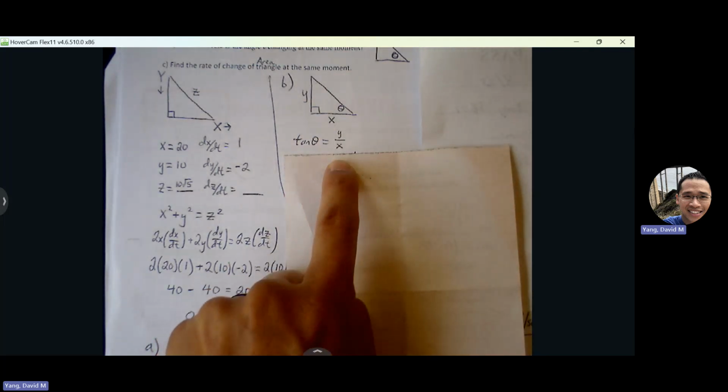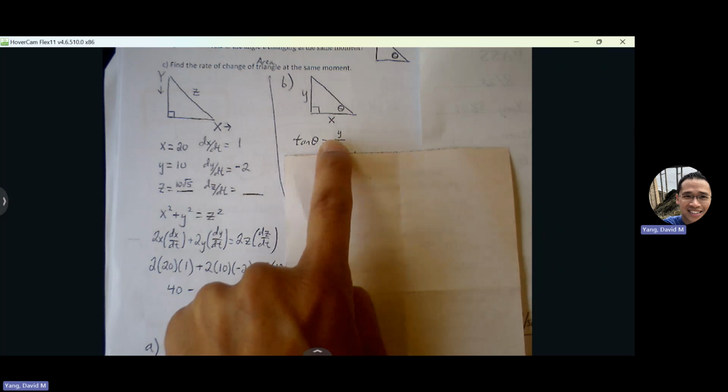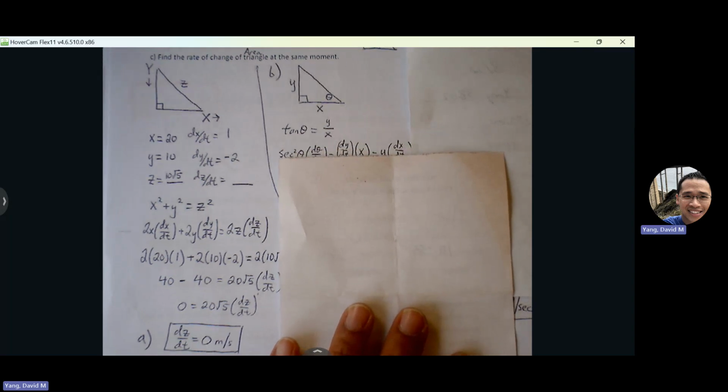Every variable is going to get impacted by time. So tangent theta becomes what? Secant squared theta, d theta dt. Good. And then go ahead and build your quotient rule on the right side, f prime g minus f g prime all over g squared.